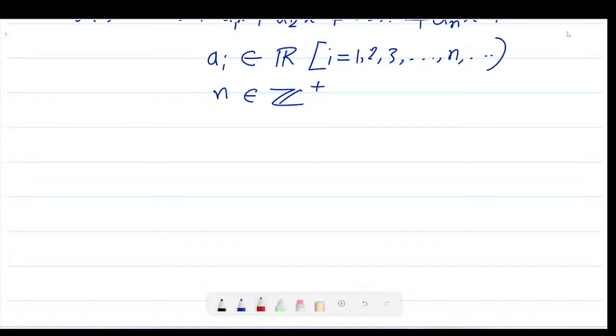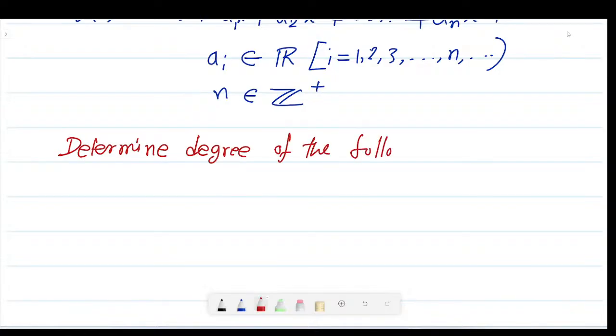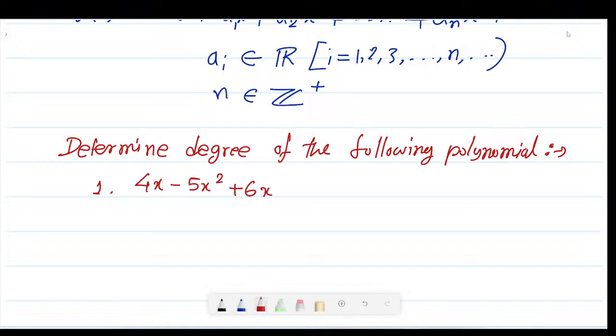So let's check some examples. Determine the degree of the following polynomial: 4x minus 5x square plus 6x cube, whole by 2x.